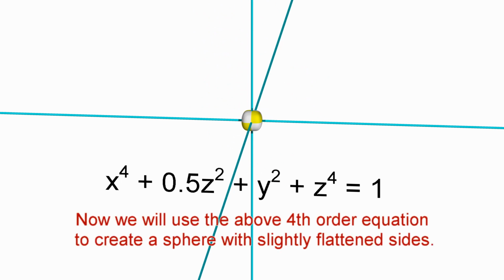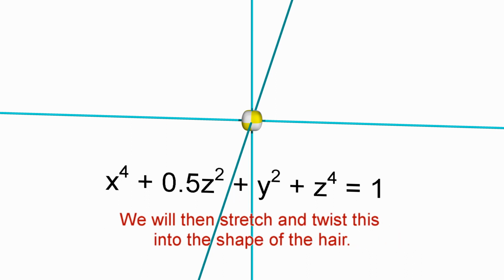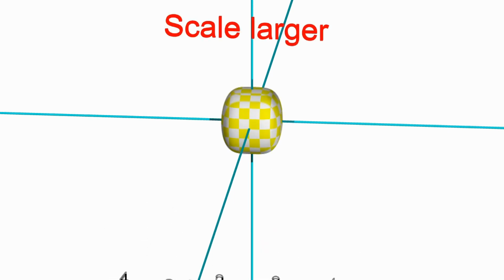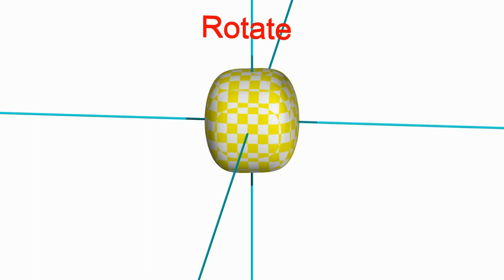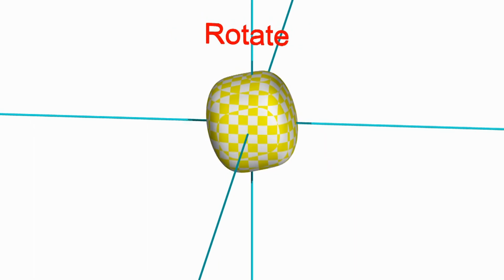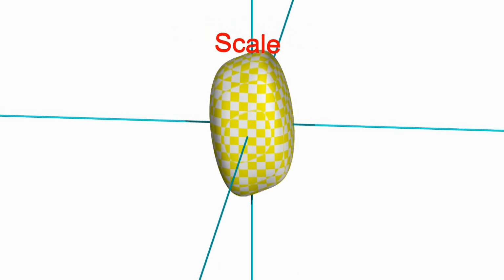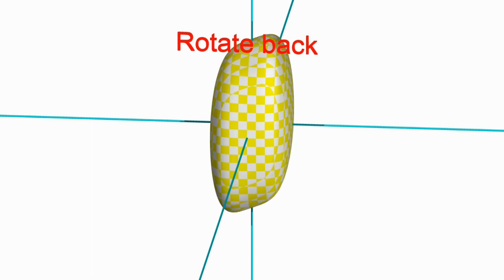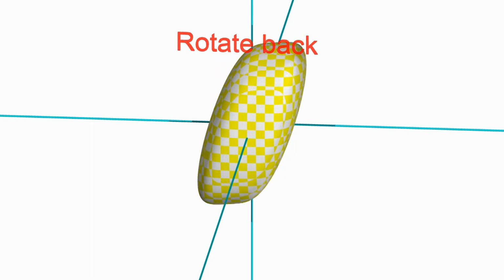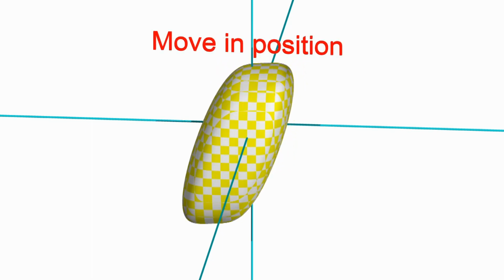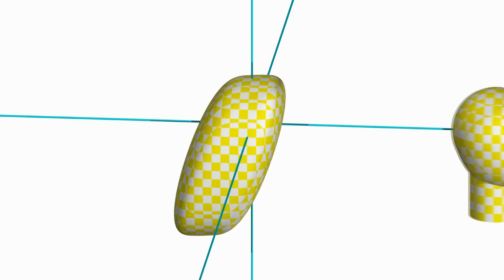We will now use the above fourth-order equation to create a sphere with slightly flattened sides. We will then stretch and twist this into the shape of the hair. Scale it larger. Rotate it to the left. Scale it taller. Rotate it back to the right. Now move it into position and attach the head.